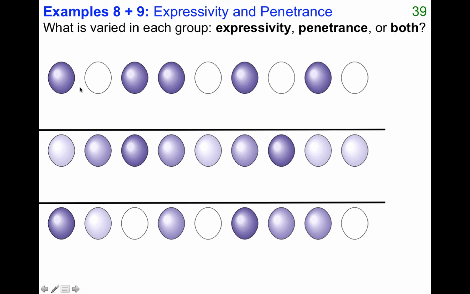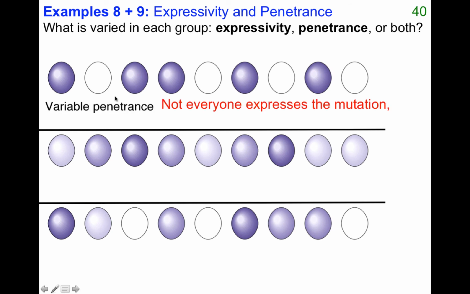Okay, welcome back. So in this first group, I would say that only penetrance is varied, because not everybody expresses a mutation. These people express the purple mutation, these other ones don't at all. But the ones that do express the mutation show the exact full phenotype, so there's no difference in expressivity.